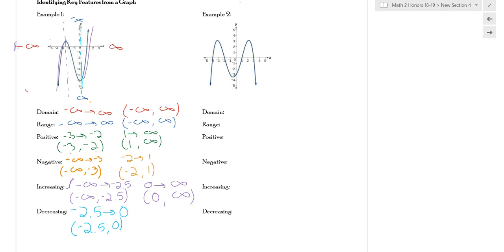All right, and that's it for that. So lots of different things, lots of ways of looking at it. It's going to take a lot of practice. All right, so let's look at our next one.